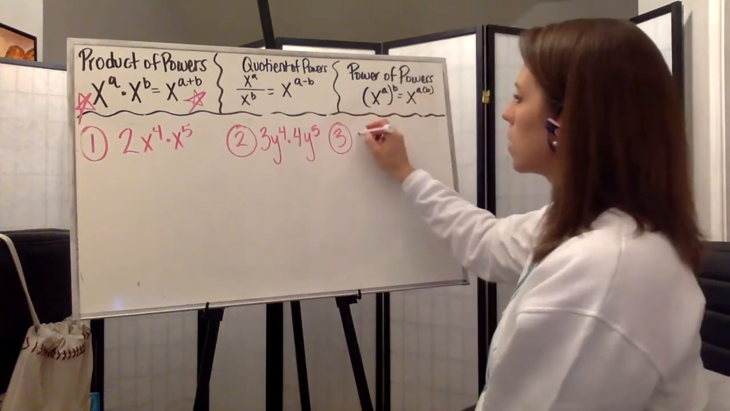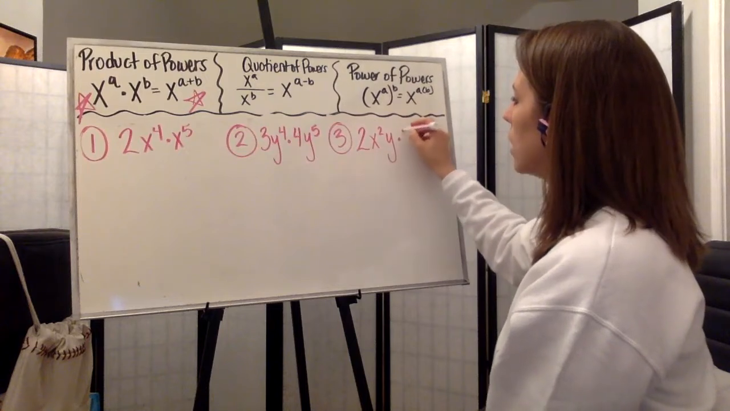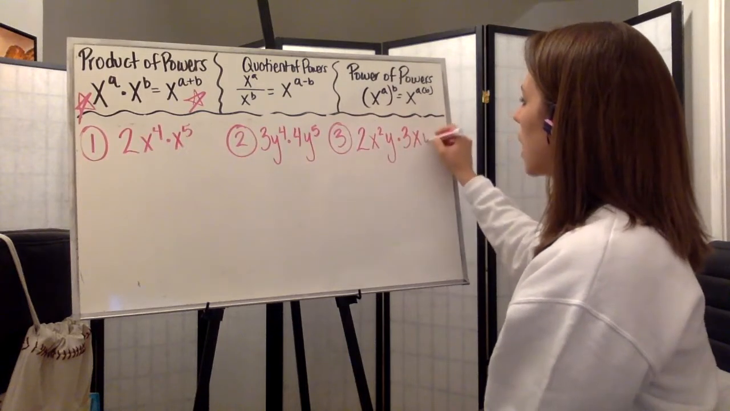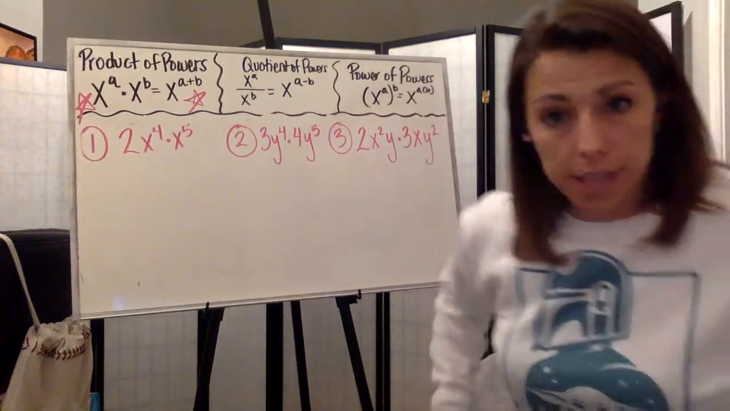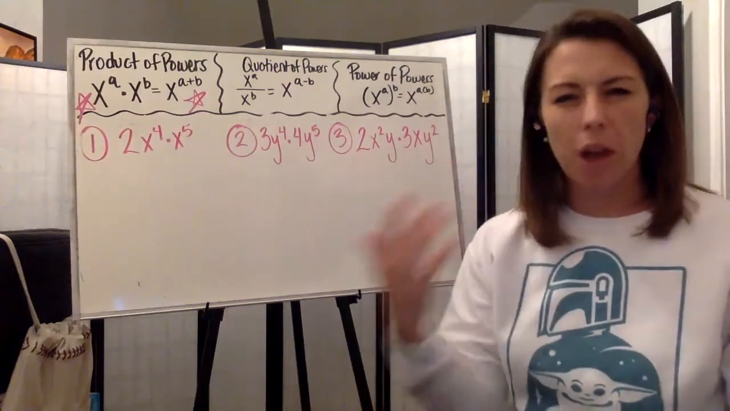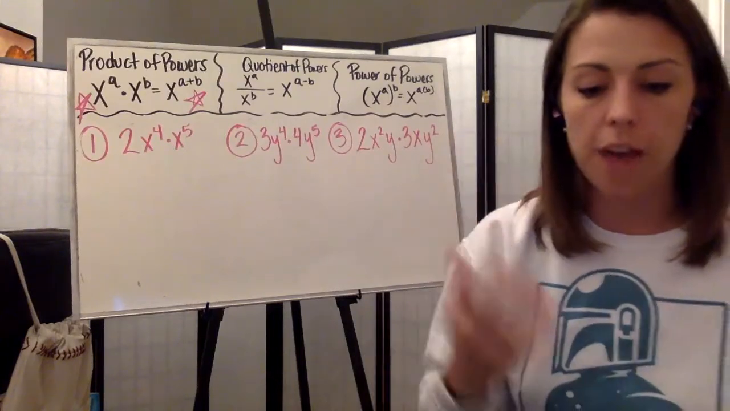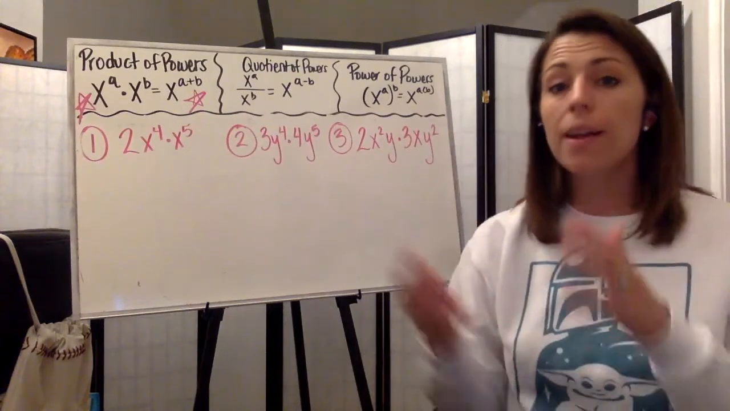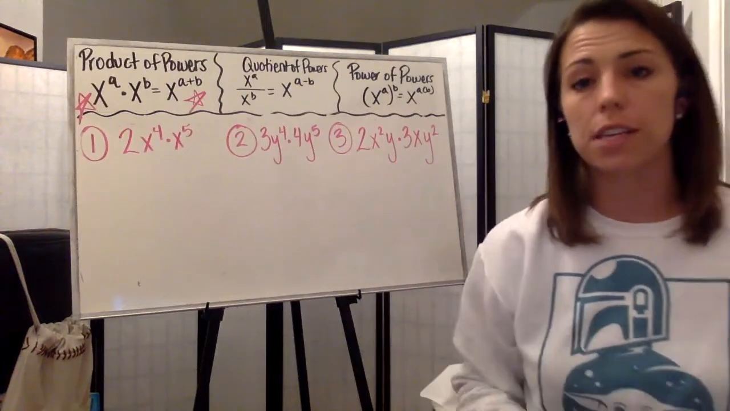And our last example is going to be 2x squared y times 3xy squared. Okay? All of these are actually products of powers, or at least they're products of powers properties. So the first thing that you're going to do when you have to deal with coefficients is remember, coefficients are still parts of these products. They're actually still factors in the product.